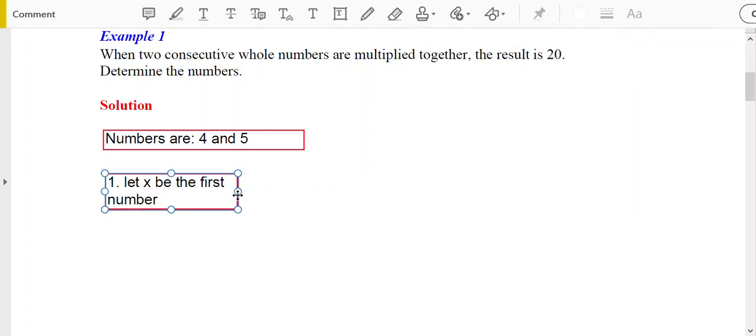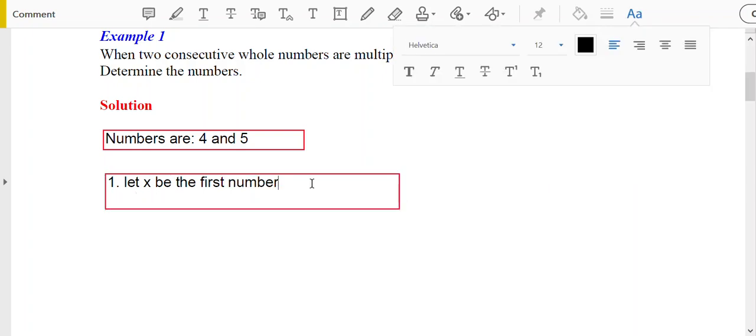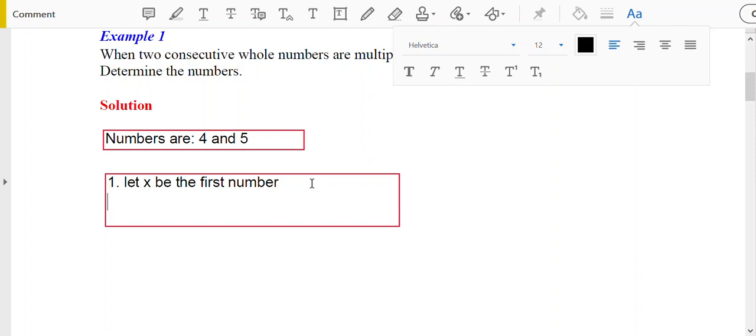Now, if x is the first number, the next number after that, so a consecutive number, would be x plus 1, one more. Just like if I have the number 3 and I want the next number, I can just add 1 to it to give me 4. So if x is the first number, x plus 1 is the second number. I can write that down as well: x plus 1 is the second number.